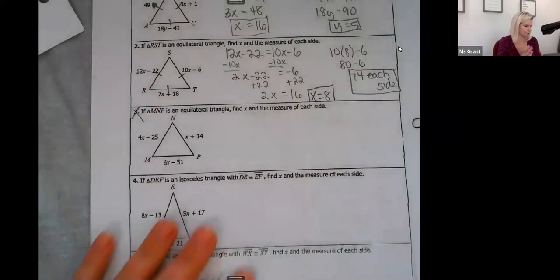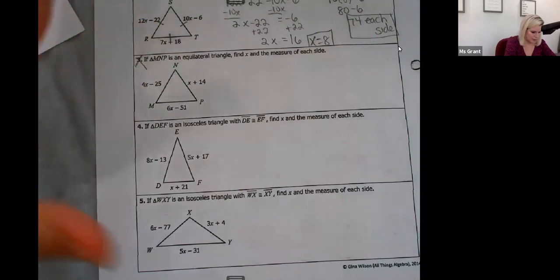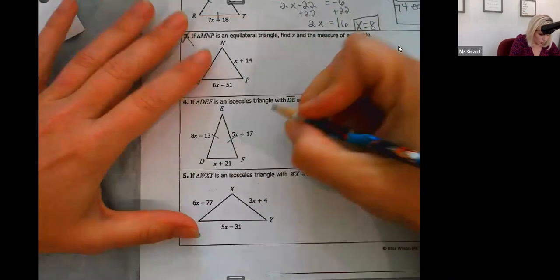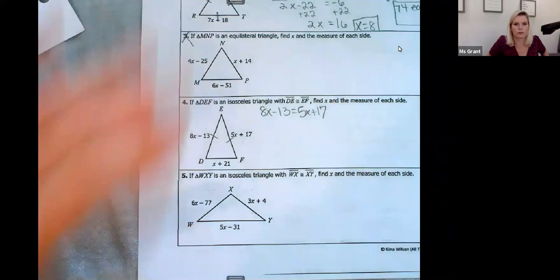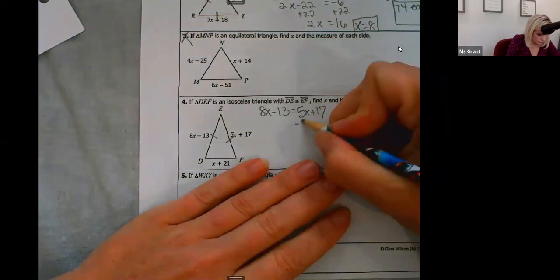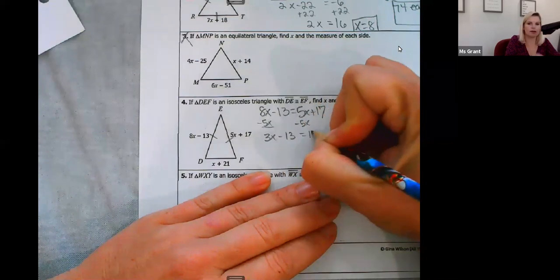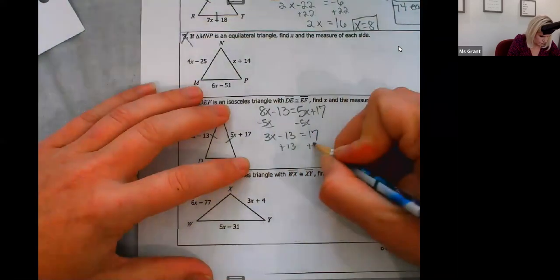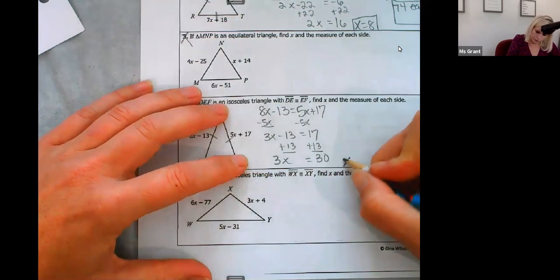Ooh, okay. Isosceles means that two sides are the same. Obviously, the two sides that are the same are going to be this one and this one, right? Obviously, you guys. So you set those two equal to each other. You can work ahead of me, you know. You don't have to wait for me. Subtract 5x. 3x minus 13 equals 17. Add 13 to both sides. 3x equals 30. X equals 10.